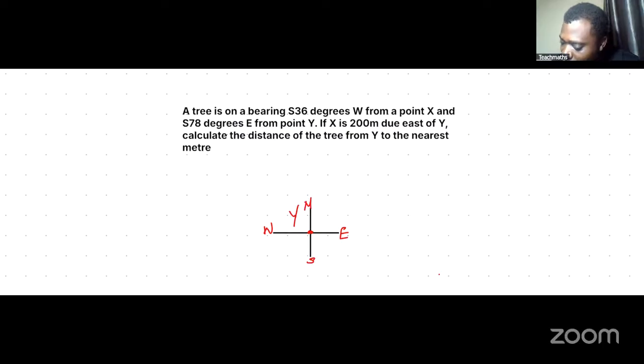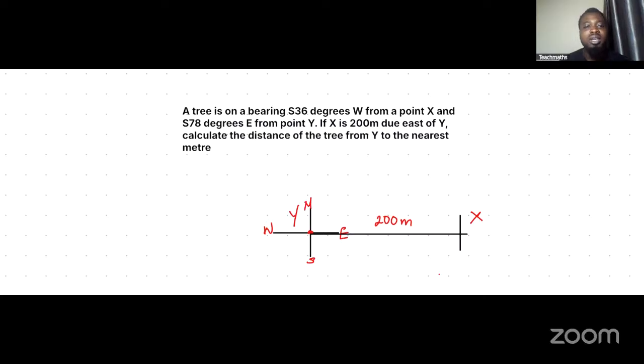So I just want to stop here and I'll call this my point X. So this is point X, and then I'll label this 200 meters. So what I have on the board now is X is 200 meters due east. Due east means eastward. Just draw a line eastward of Y, and that's 200 meters. So now let's go back to the beginning of the question.